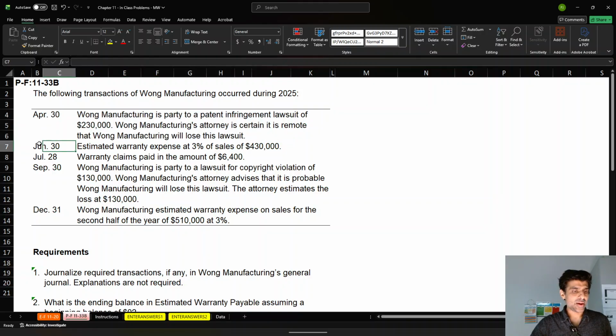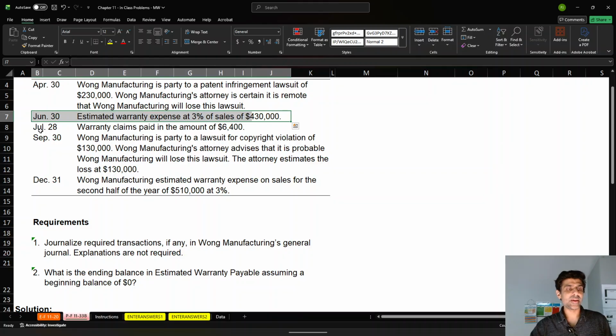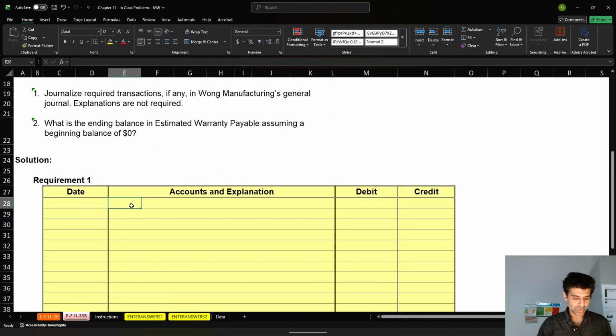Okay, so second one, we estimate that warranty expense at 3% of sales of 430,000. This is kind of like a middle of the year adjusting entry. Maybe we're ending the period. We have semi-annual financial statements, so we have a warranty expense that we're going to take at 3% of the sales. So we'll do warranty expense and then estimated warranty payable.